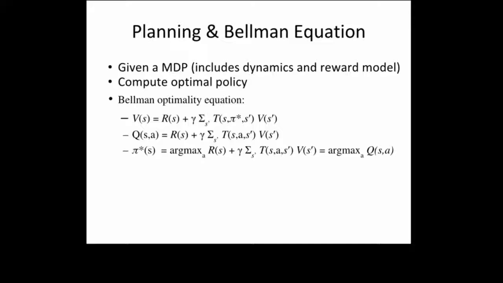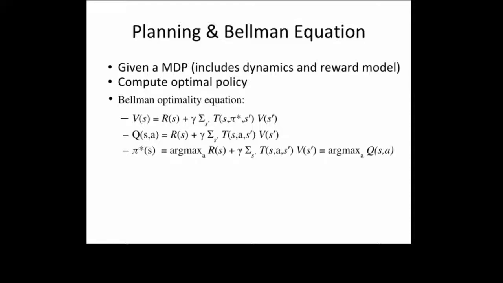Now, it turns out that if you want to do planning and actually compute the optimal policy, you can do something very similar by using the Bellman optimality equation. The Bellman optimality equation says that the value of a state is exactly equal to the immediate reward plus the discounted sum of future rewards by following the optimal policy.